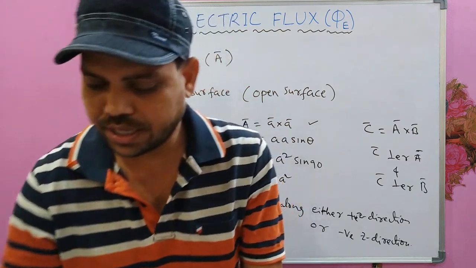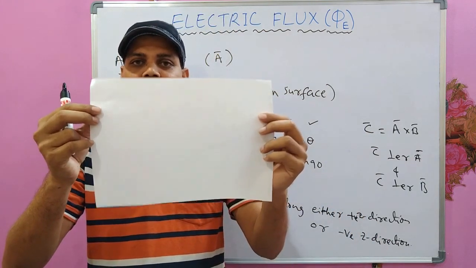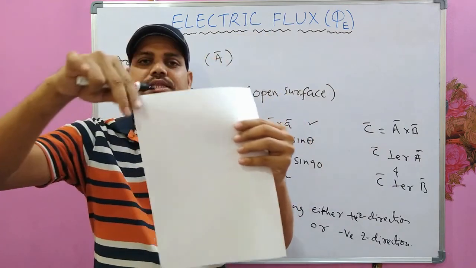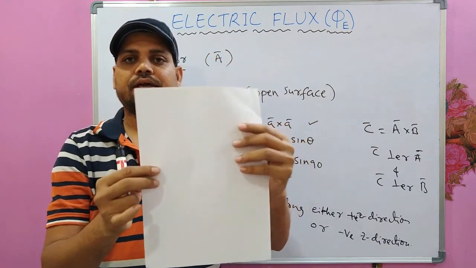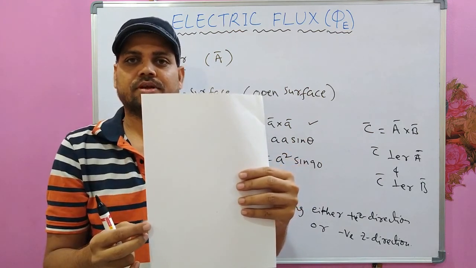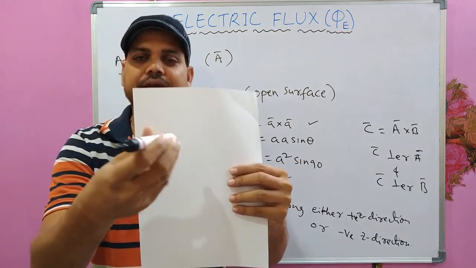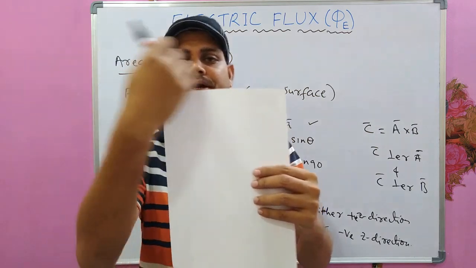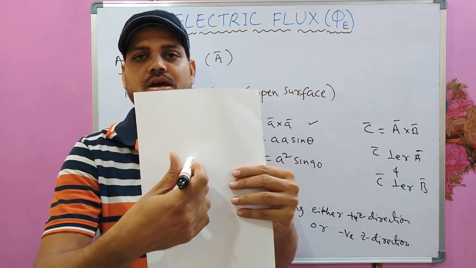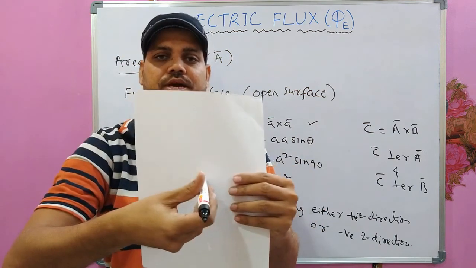Okay, so you can also take one rectangle in shape. So this is length, and this is width. Area must be length into width. It's a cross product between length and width, and that area vector should be perpendicular to this plane, either this way or this way towards me, this way or this way.